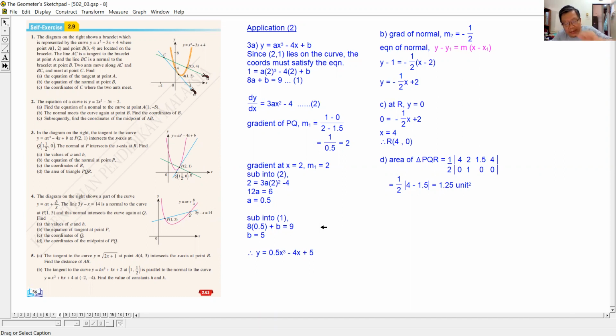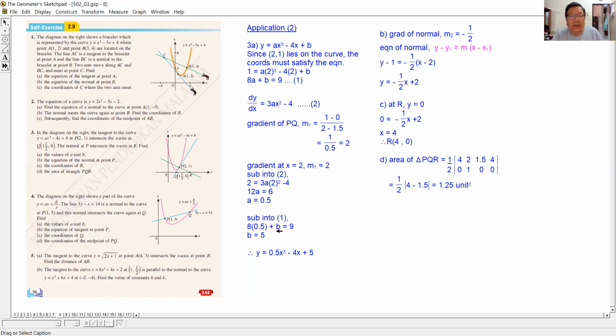Now try to make it a habit. After you have found the value of A and B, you substitute back into the original equation, replace all the values of A and B here. All the unknown values in the original equation. Don't leave it in terms of A and B. Leave it like this, because you may need to use this equation in the following part.